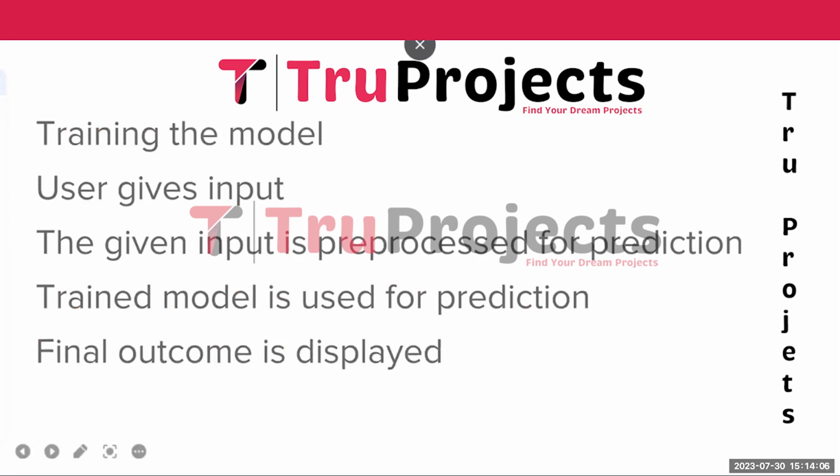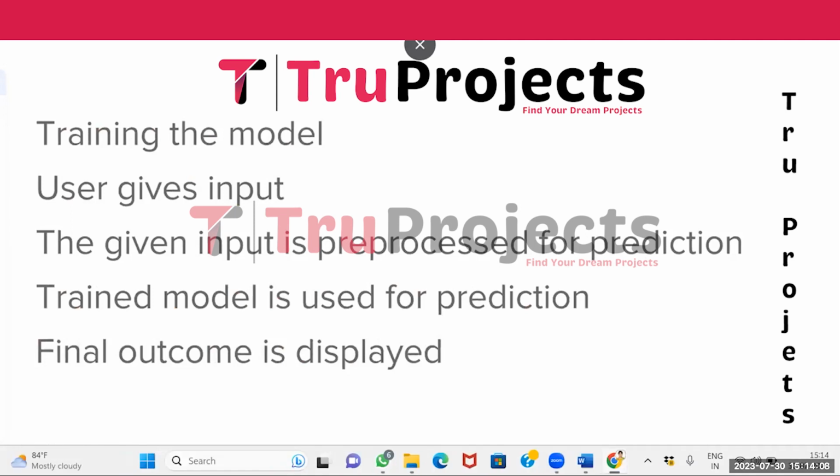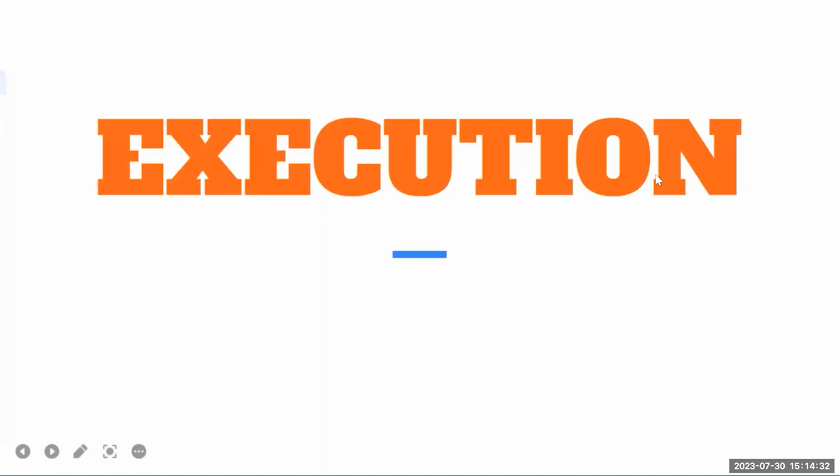And the next step is the final outcome is displayed. Here, the model prediction is displayed to the user through the Flask web application. The user can see whether the uploaded image is classified as a cat or a dog, along with the confidence score of the prediction. This user-friendly presentation enables individuals to enjoy and experience the power of AI in identifying their beloved friends. And the execution of the project.